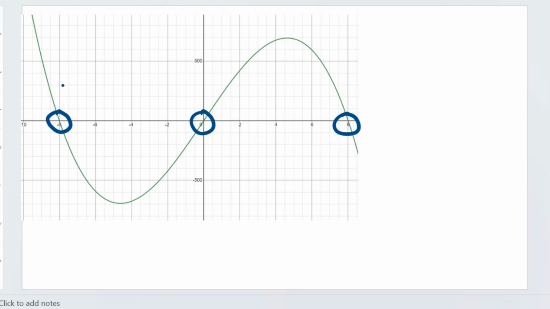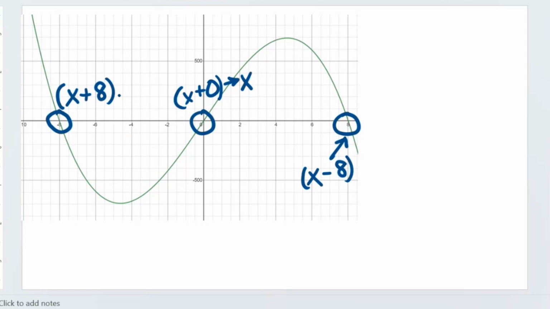One at -8. The factor that would match that would be x plus 8. Remember, you're always trying to make them equal 0. So if I substitute -8 in, -8 plus 8 does equal 0. For the next one, I have 0. I could write x plus 0 or x minus 0, but I really just need to write x. And then last but certainly not least, I have a positive 8, and its factor is going to be x minus 8. So this is what we've been doing for most of the time we've been writing equations.